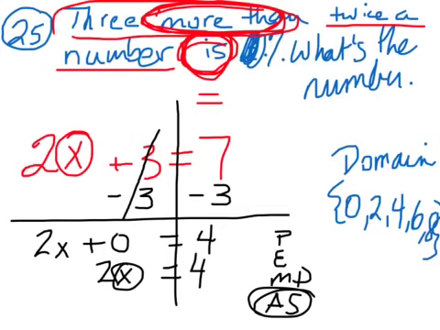Why did you divide both sides by 2? How did you know to do that? x is multiplied by 2. The opposite of multiplying x by 2 is dividing it by 2. And so the answer is x equals 2.